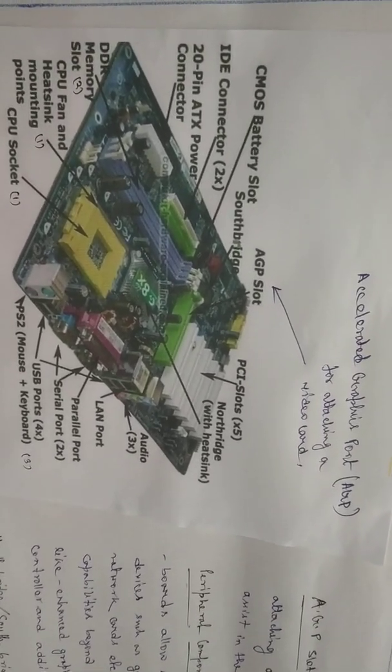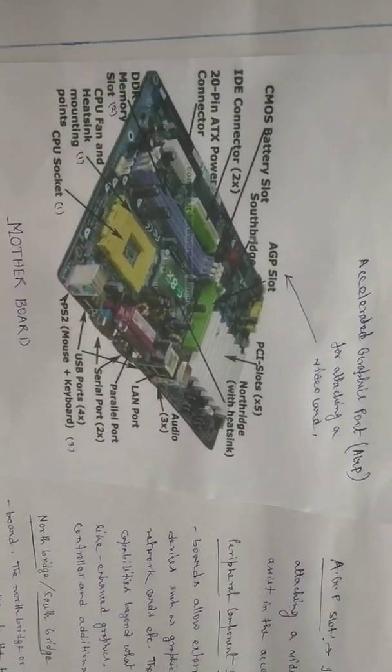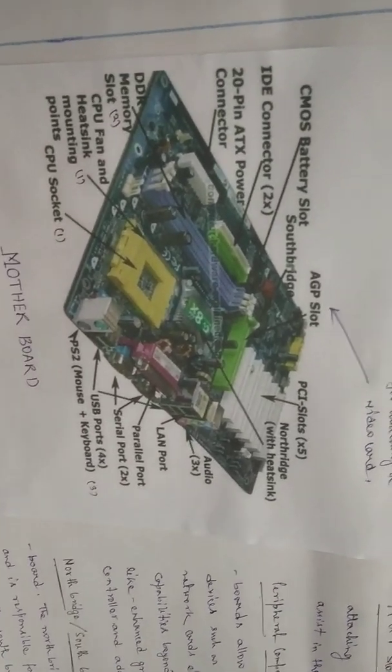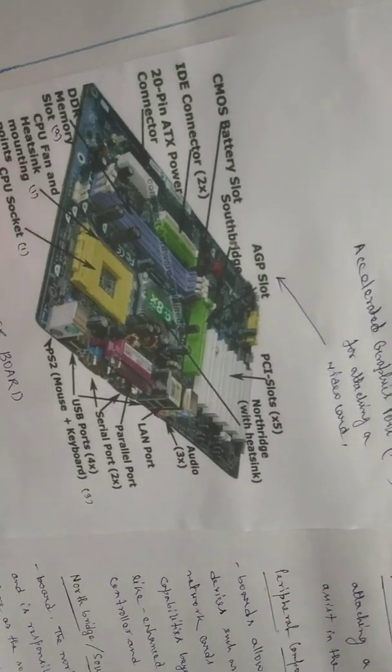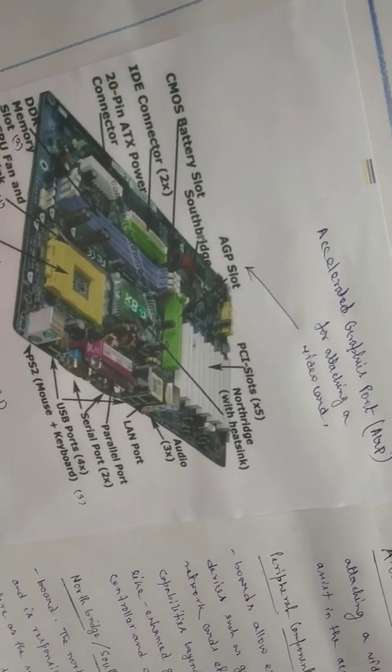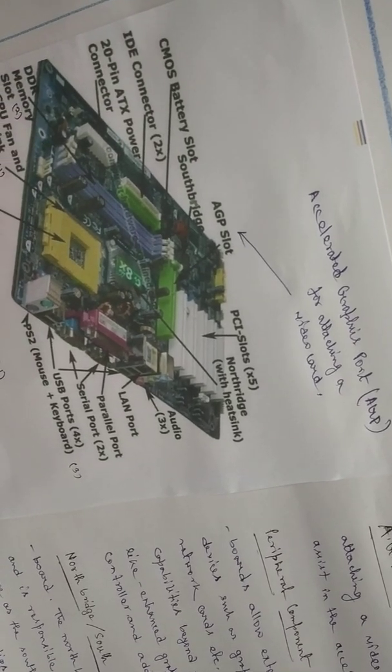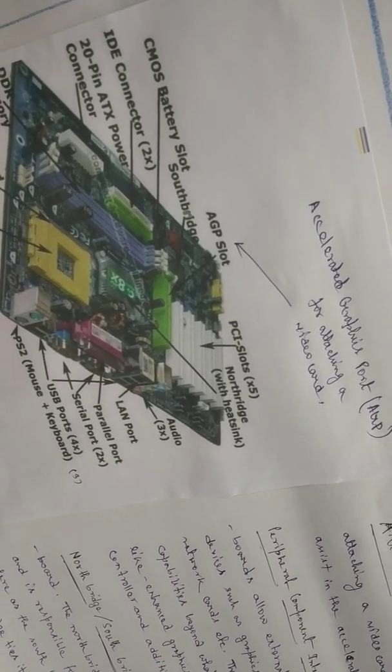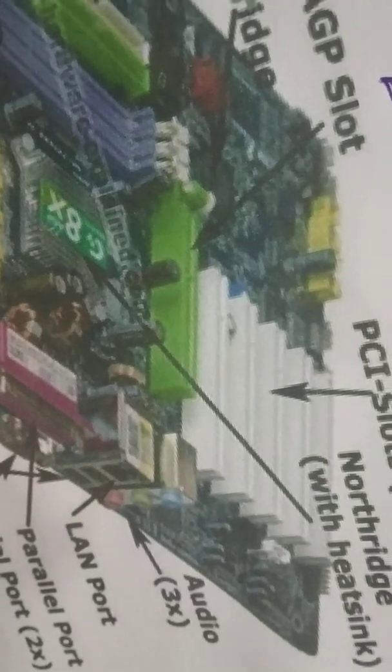That means if you want to see a 3D video or play a 3D computer game, then you can add a video card in this slot. That video card will enhance the 3D viewing or 3D performance of that video or of that game. So this green one is AGP slot, accelerated graphics port, for attaching video card. Here a video card can be attached, this green slot.